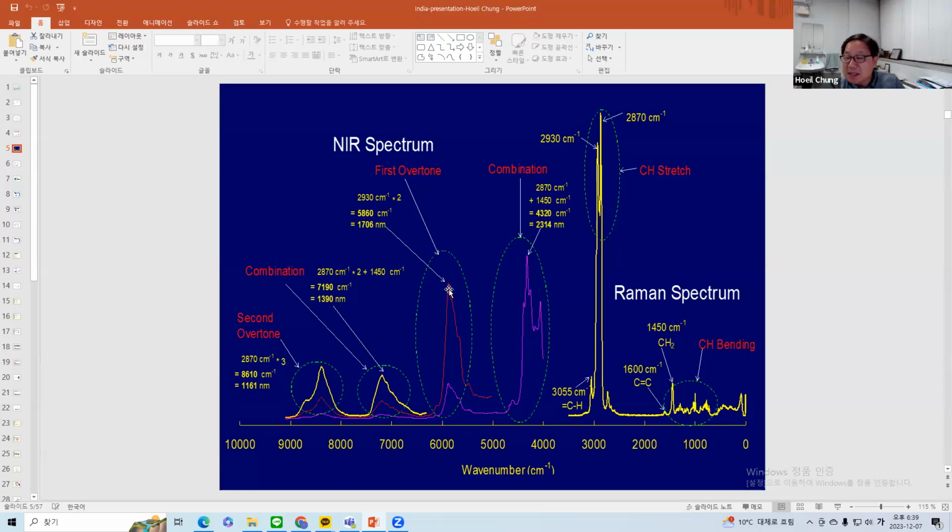First overtone means doubling the frequency. So that means this one is a doubling frequency here. I calculated the number. This is the first overtone band. And then this is a combination band. And this is another combination band. This is a second overtone band.